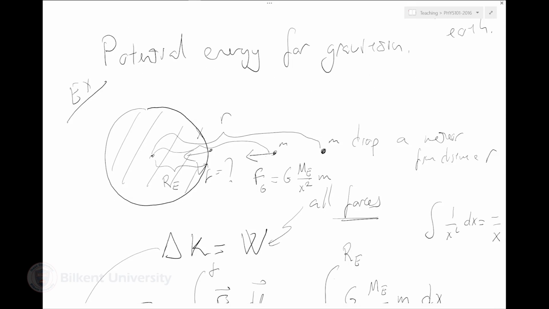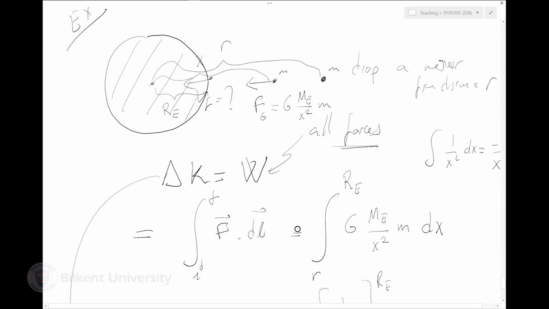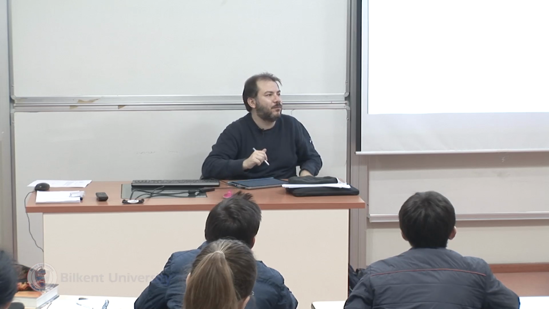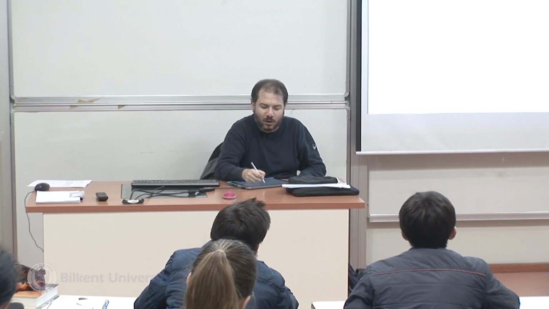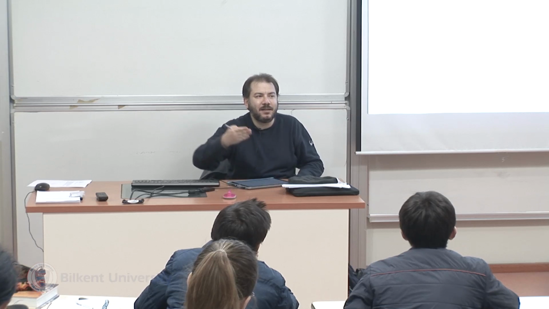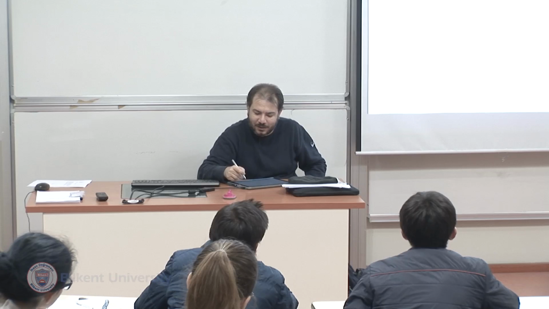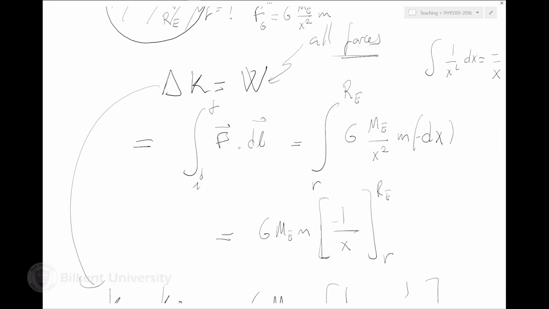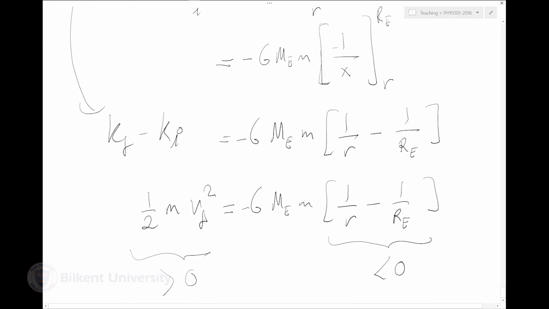Okay, so let's be very careful here. I said this is F dot dl. Force and my path are in the same direction, but what I called x is increasing as I go out. My dl is actually in the negative x direction. So starting from there, I should have said this is minus dx. So I would have a minus sign here, a minus sign here, and a minus sign here. So it all nicely works out.